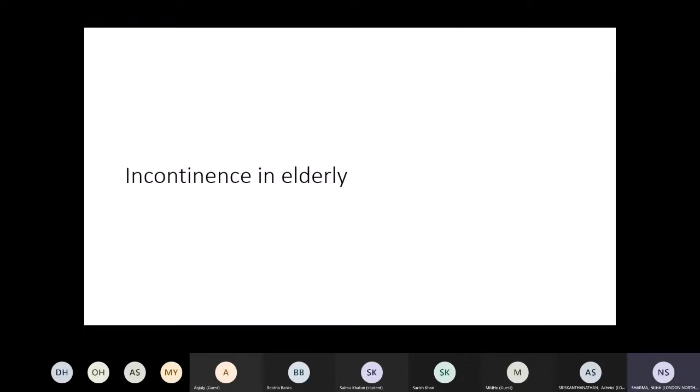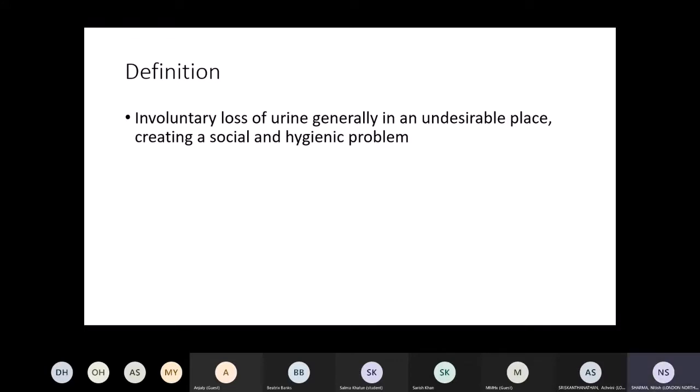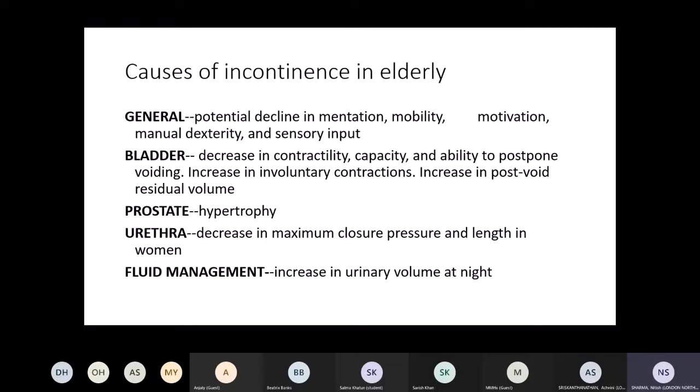Next topic, incontinence. Incontinence is basically involuntary loss of urine, generally an undesirable and hygienic problem. So what are the causes? In the elderly, especially, there is potential decline in mobility, motivation, manual dexterity, and sensory input. Bladder causes include decreased contractility of the bladder muscle, losing its tone, decreased bladder capacity, decreased ability to postpone voiding, increased voluntary contraction, and increased post void residue.